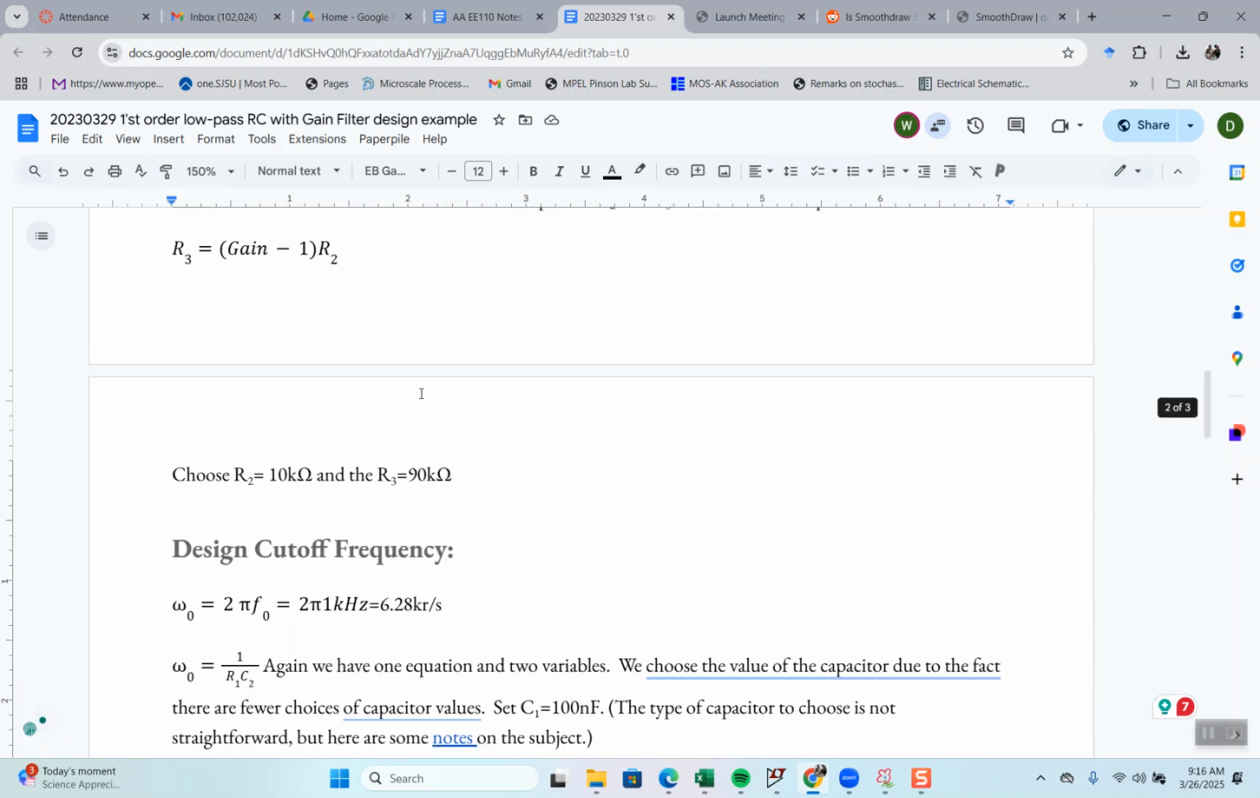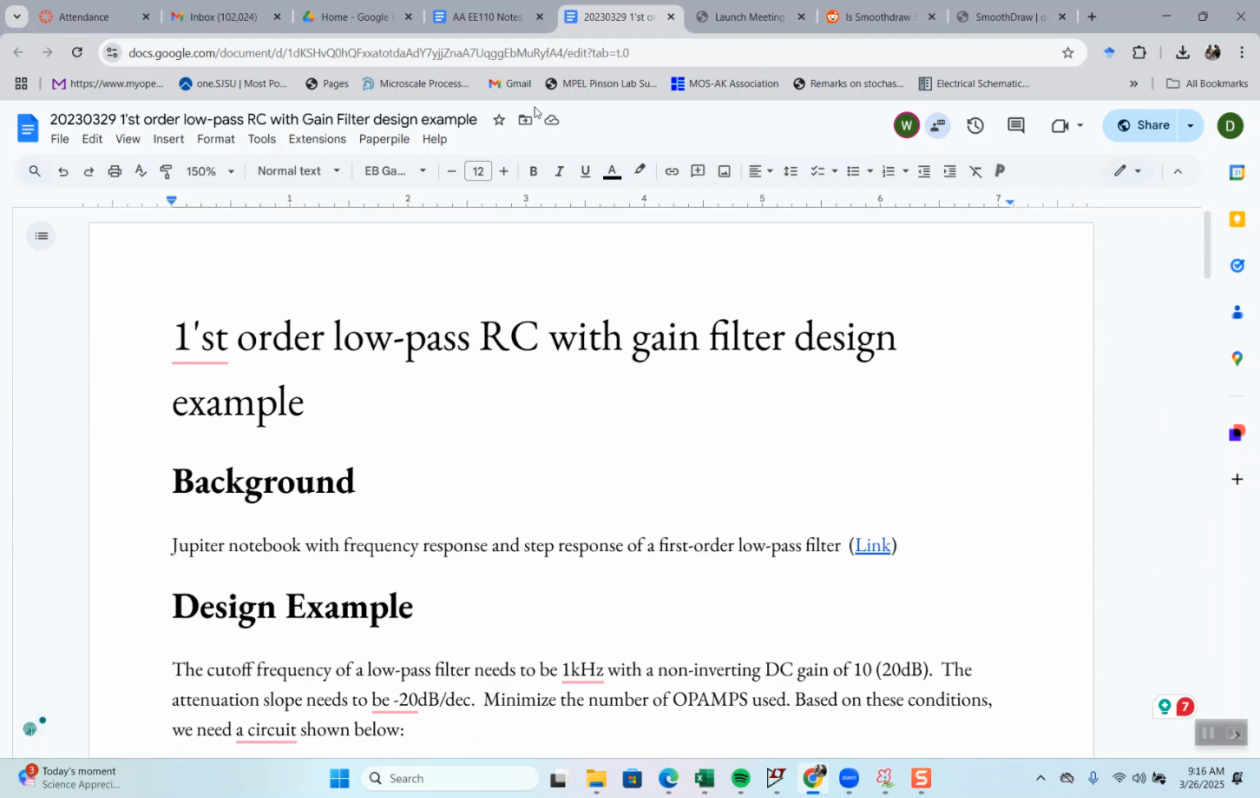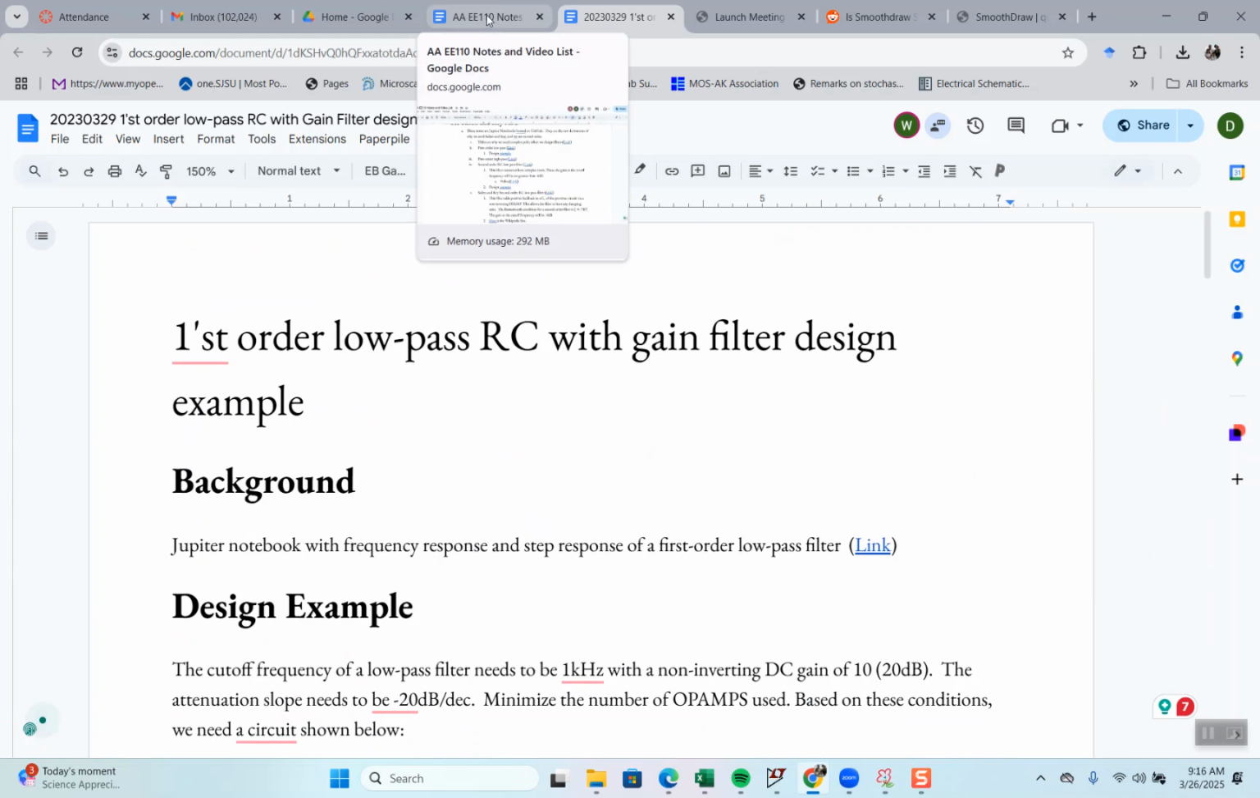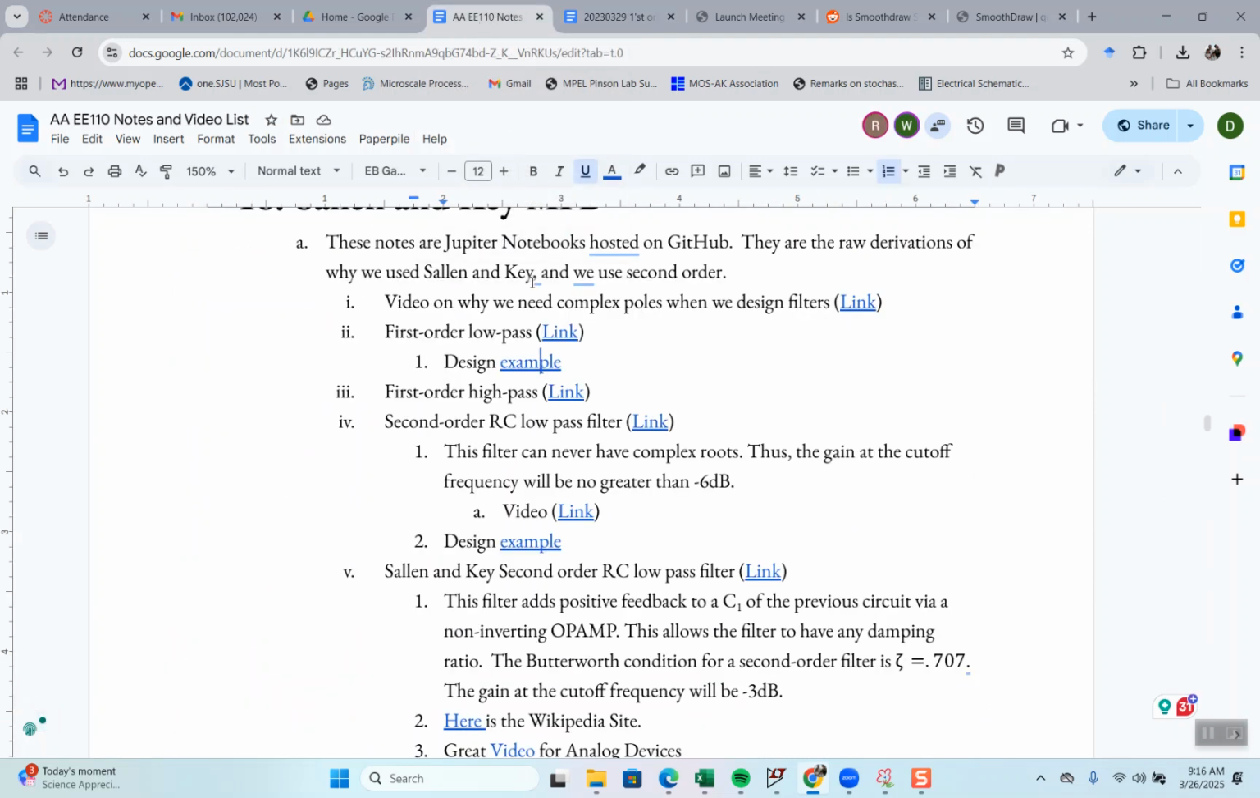So that's just, I just walked you through the design example, right?